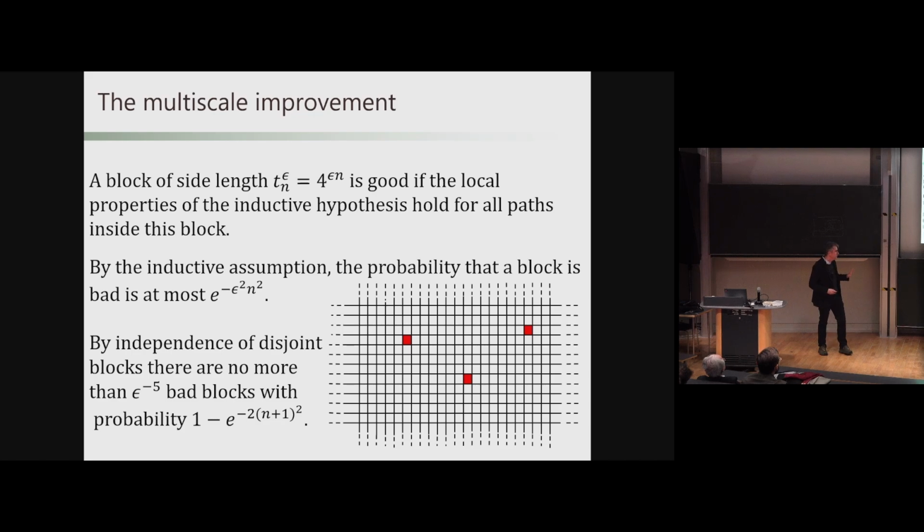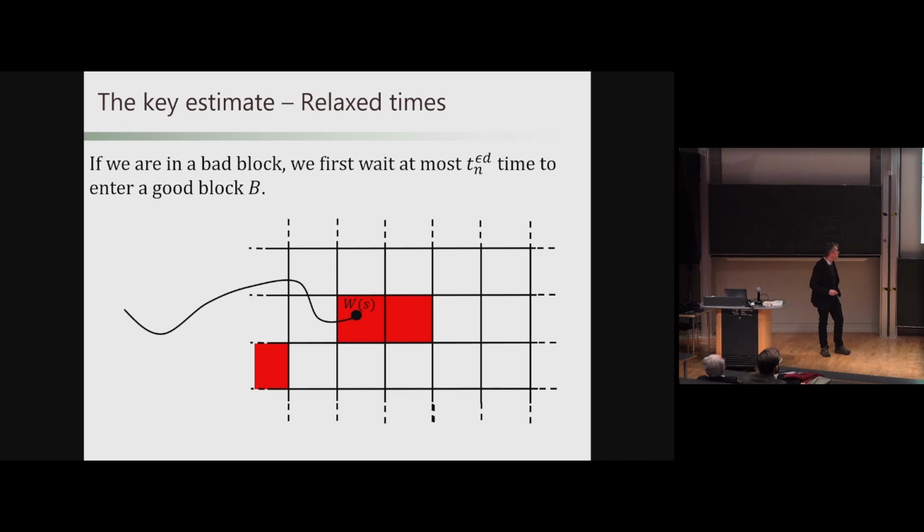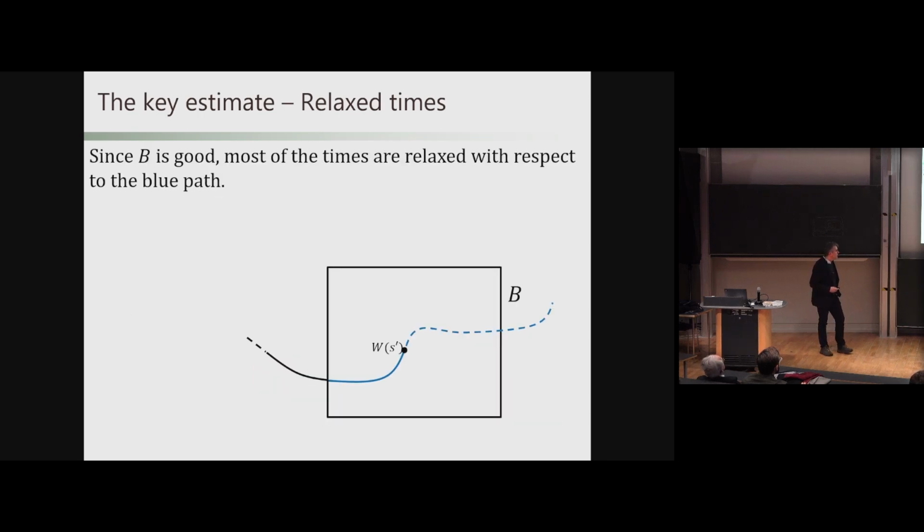But we have to be able to survive having a few bad subblocks. But actually this isn't a problem, because our main goal is to reach a relaxed time after not too long. These bad subblocks are very small, and there's only a few of them. So the total amount of time you spend in them can't be too big. So we'll just wait until we're in a good subblock. And then one of our inductive hypotheses says that in good subblocks, all of the paths should have a lot of relaxed times along them.